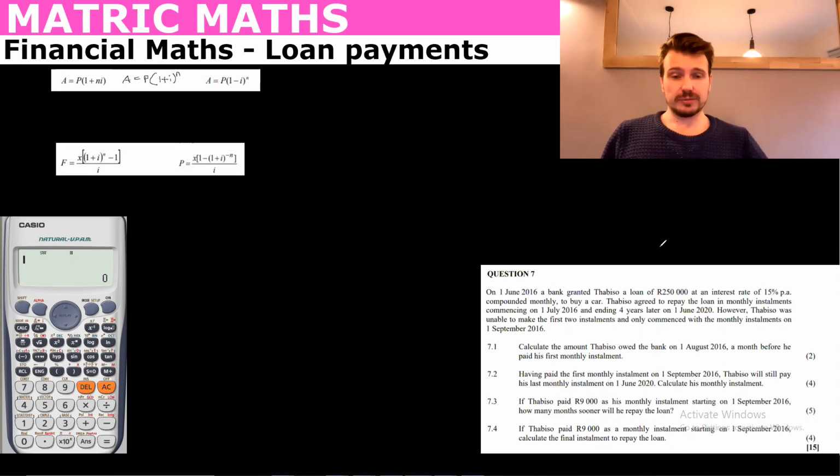All right, so it says on the 1st of June 2016, a bank granted Tabiso a loan of 250,000 at an interest rate of 15% compounded monthly to buy a car. Tabiso agreed to repay the loan in monthly installments on the 1st of July 2016.